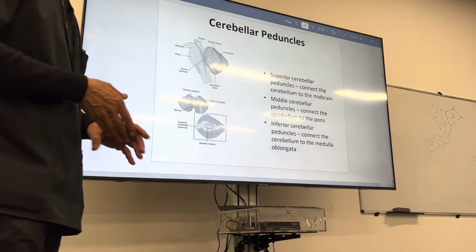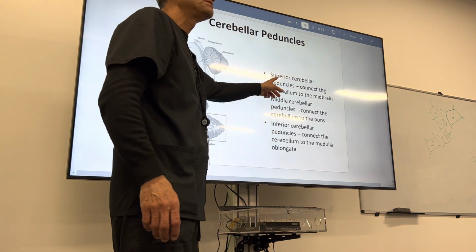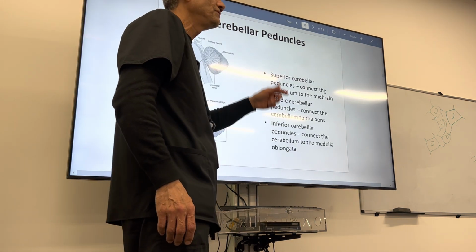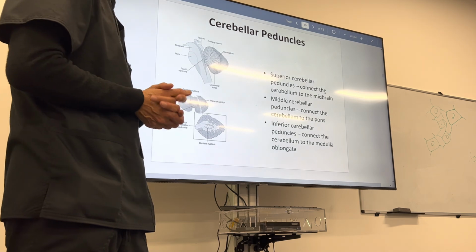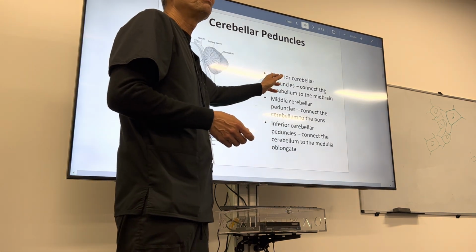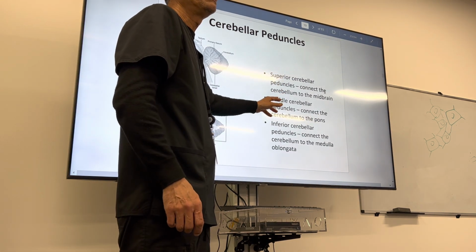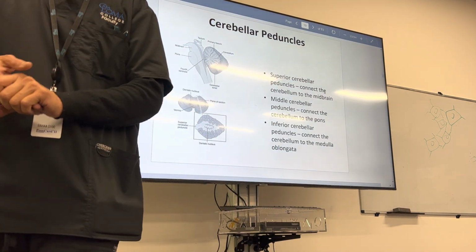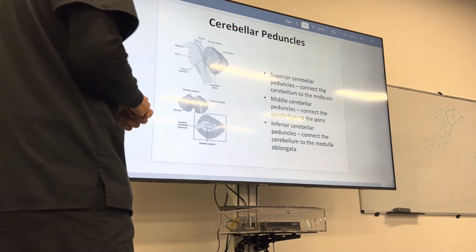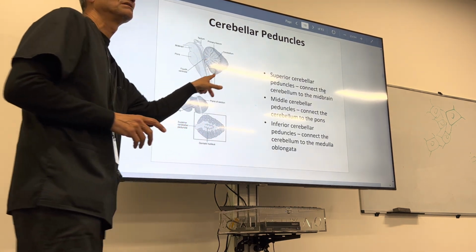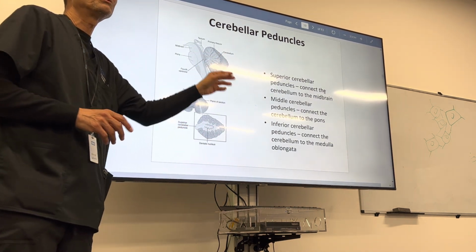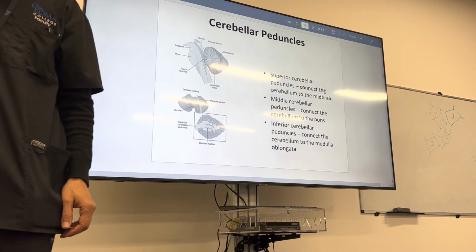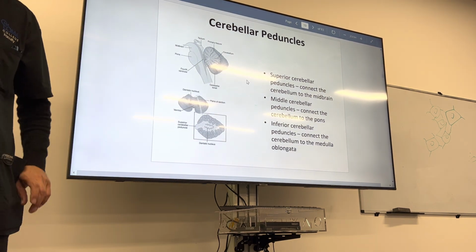So you have the superior, the middle, and the inferior peduncles, okay? Obviously, the superior connects with the midbrain, the middle connects with the pons, and the inferior connects with the medulla. And as we said, those are fibers that move between cerebrum and cerebellum for coordinating our movement.